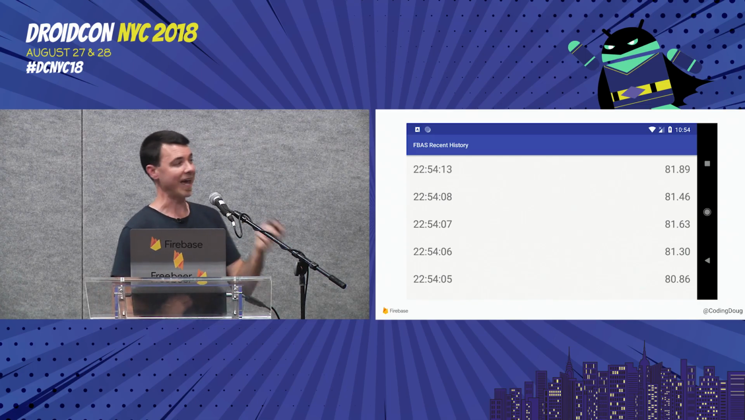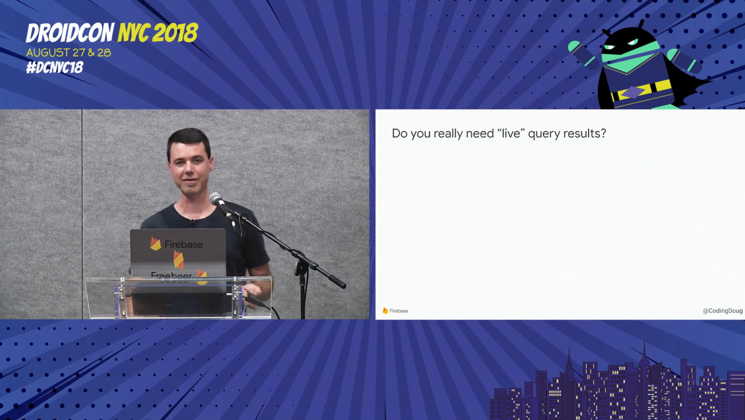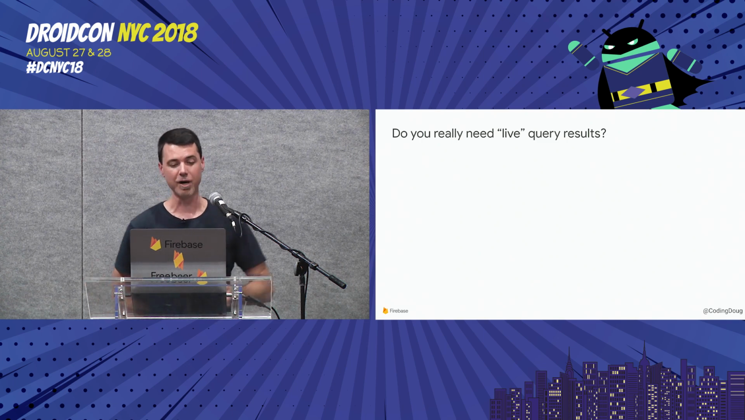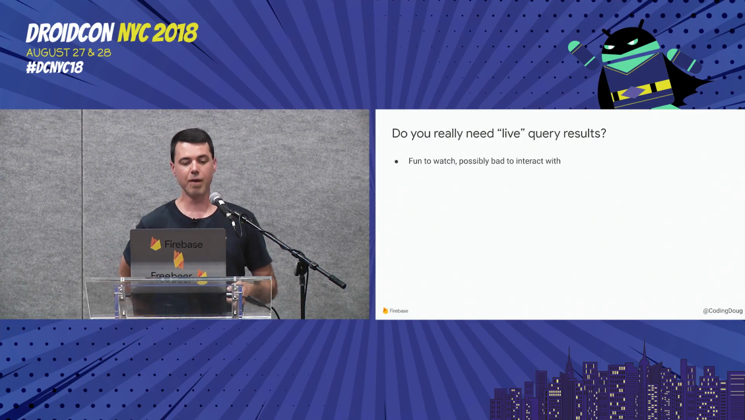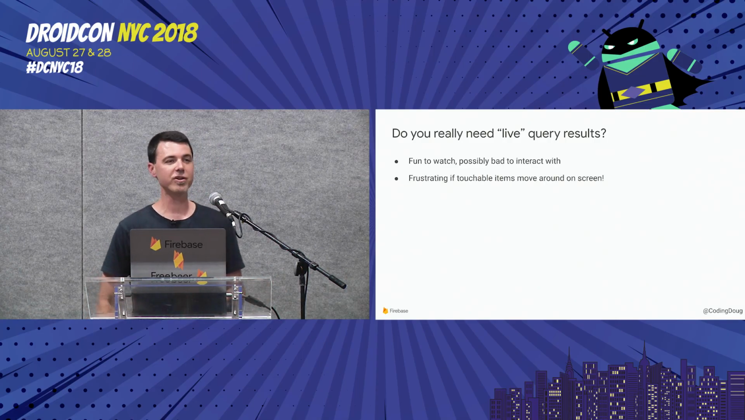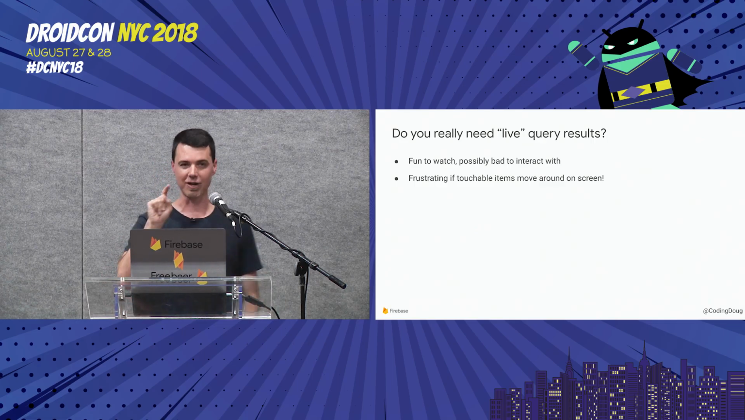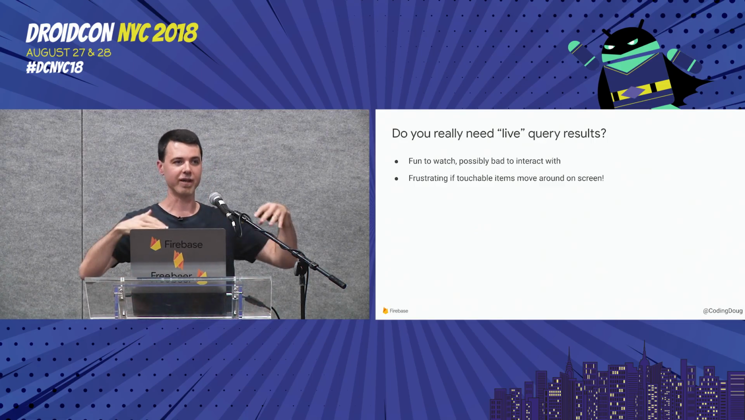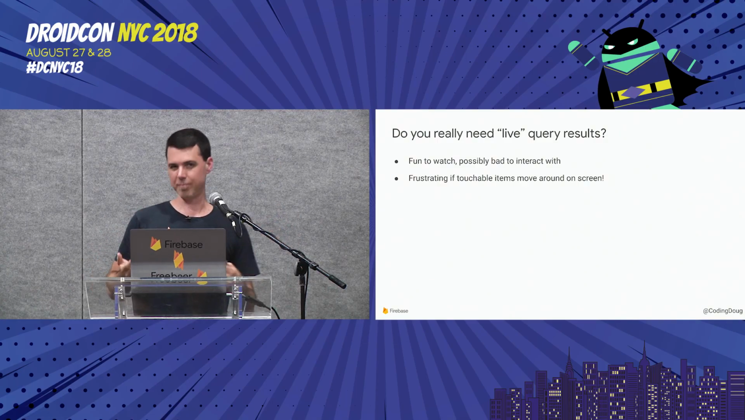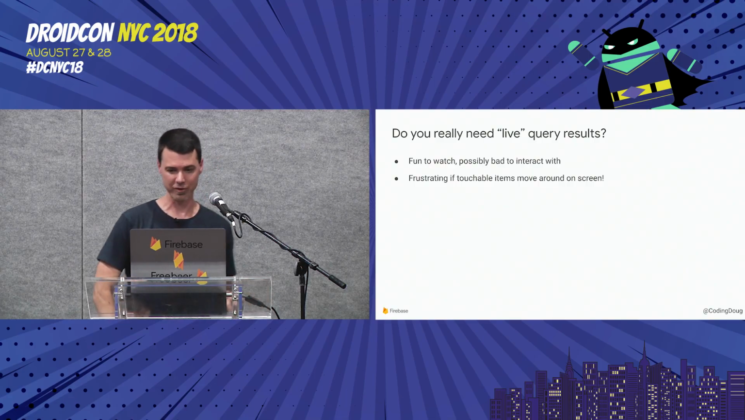Just because you can make UIs like this doesn't necessarily mean you should. I'm going to be opinionated for a moment and ask, do you really need live query results? Is that really what your UI needs? You can do it, but is it worthwhile? They're fun to watch, but possibly bad to interact with. Imagine your users want to click on one. They're told, if you want to drill in deeper, click this item. Now imagine they're all moving, and you never know which way they're going to move. That could be very frustrating from a UI perspective. So don't feel like you should have live query results if it makes your app unusable to do so.